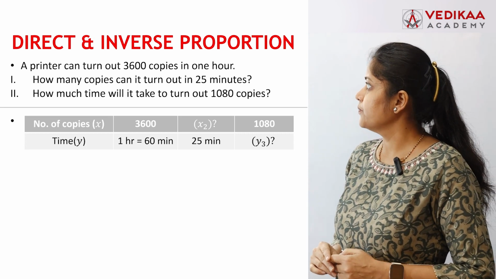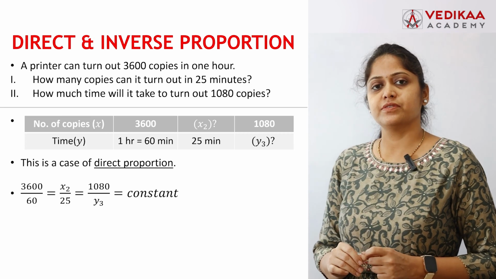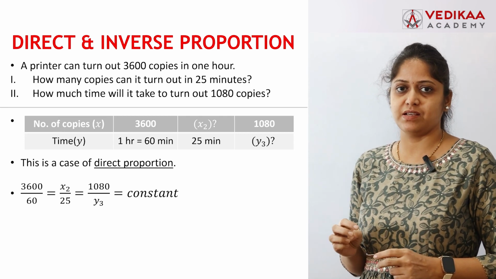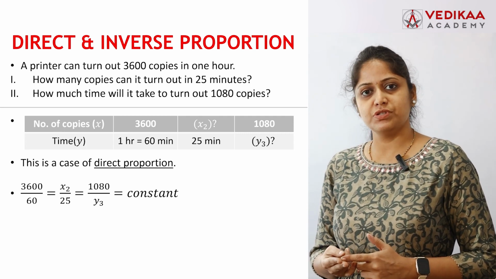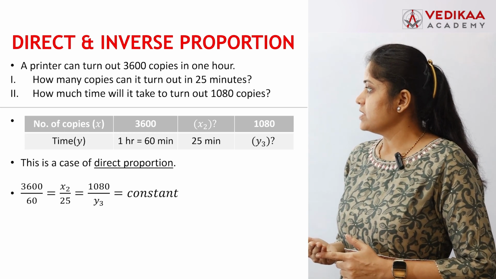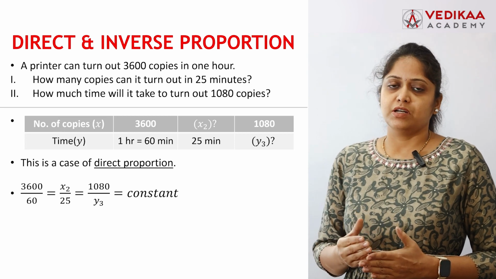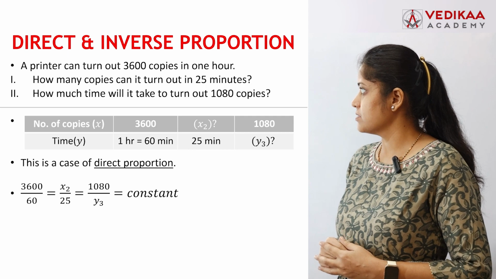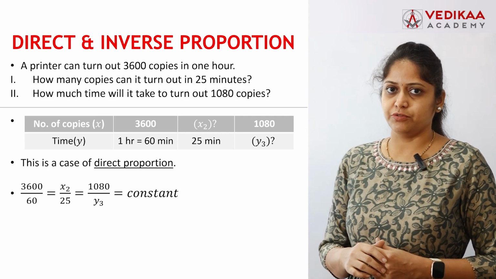Now in the question, it is given that how many copies can it turn out in 25 minutes. As number of copies are asked in minutes, the very first thing is we have to convert: 1 hour is equal to 60 minutes, because in minutes it is asked. So in short, 3600 copies are turned out in 60 minutes. So how many copies will be turned out in 25 minutes? Here x2 is the parameter we have to find out.